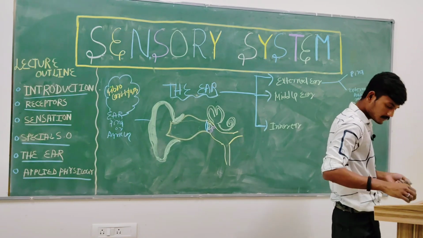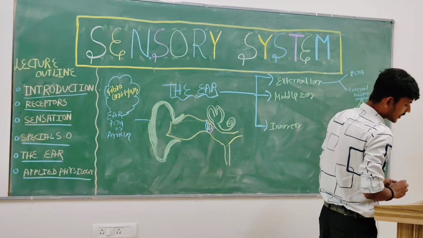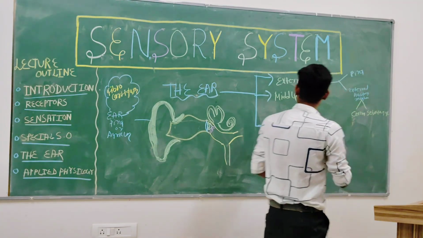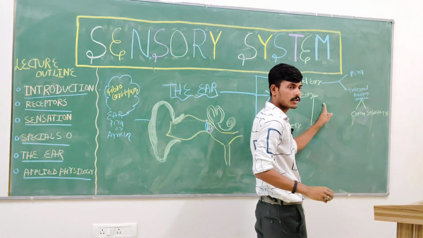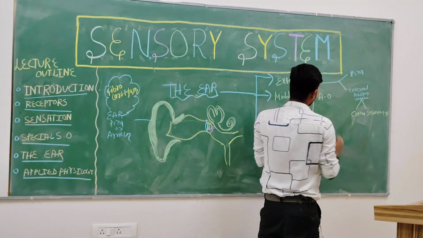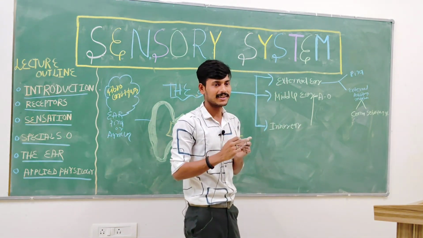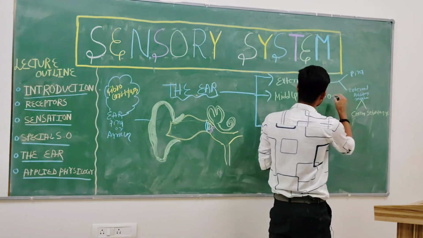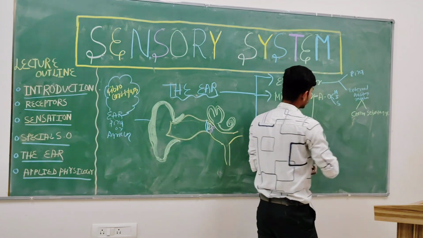Understanding? Now you have the middle ear. The middle ear contains auditory ossicles, auditory muscles, and the auditory tube. First are the auditory ossicles. You have three auditory ossicles: malleus, incus, and stapes. Write them down.